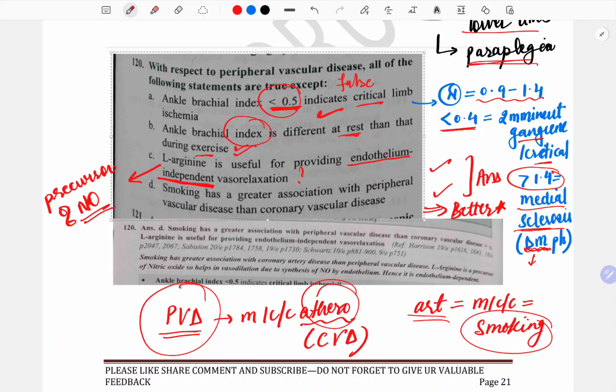See, in this question both these statements were wrong, but what was more closer to the answer was this statement, because smoking has association but not as much as coronary vascular disease. So this is wrong, and this statement was also wrong because L-arginine is a precursor of nitric oxide. So this would have been endothelium dependent vasorelaxation. So if again this question comes, then mark this answer. Smoking has a greater association.